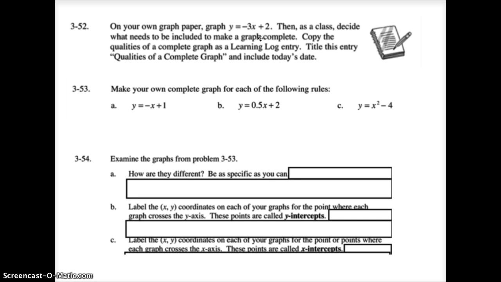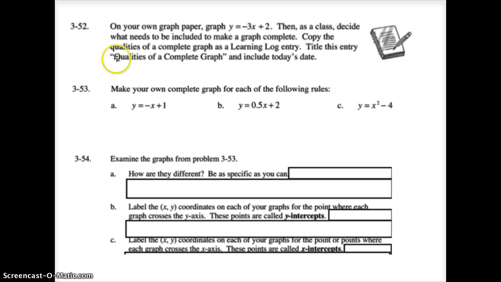You need to make sure that your intervals on your x-axis are labeled and consistent, and also your intervals on your y-axis are also labeled and consistent. Now, it doesn't matter if the intervals on your x and your y-axis match each other, but they have to be consistent within those axes. The other thing that you should make sure you do is have arrows on the end of your lines to show that that line goes forever in both directions.